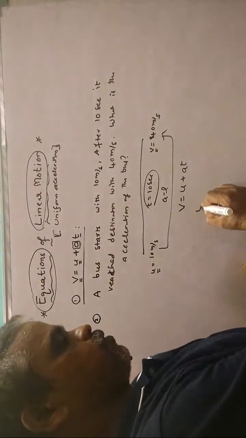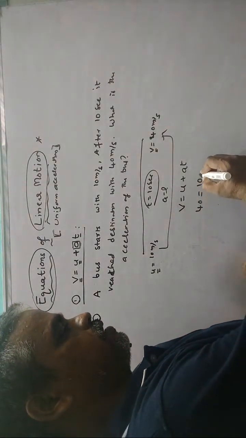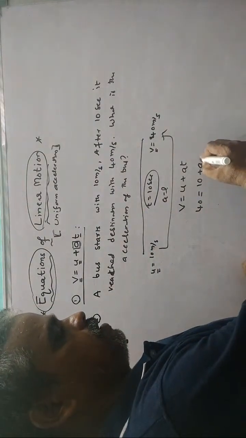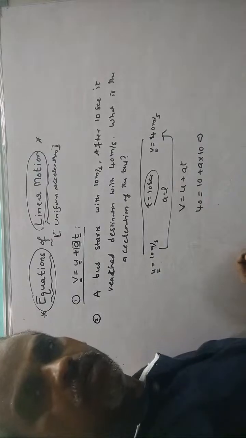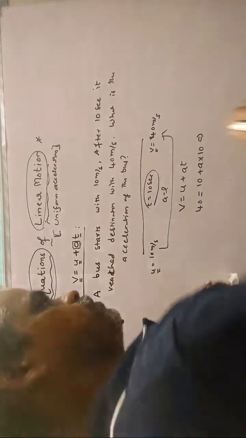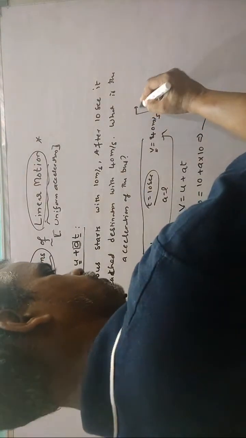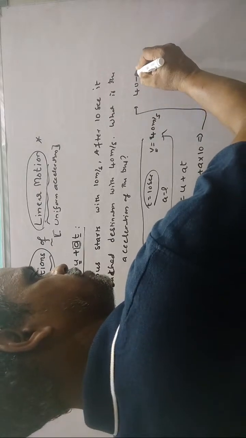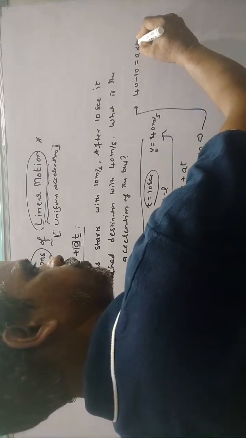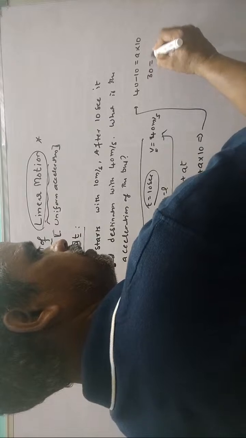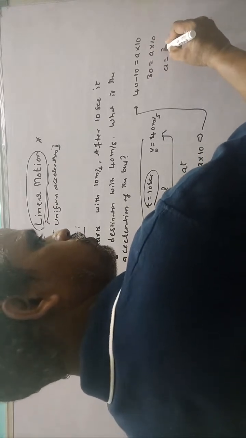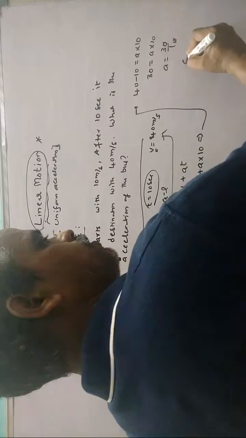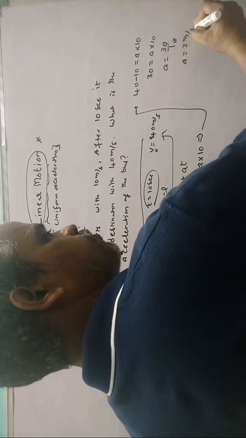V equal to 40. Here 10. A into 10 seconds. Then solve the equation. You will get the solution. So here 40 minus 10, a into 10. 30 equal to a into 10. A equal to 30 by 10, a equal to 3 meter per second square.